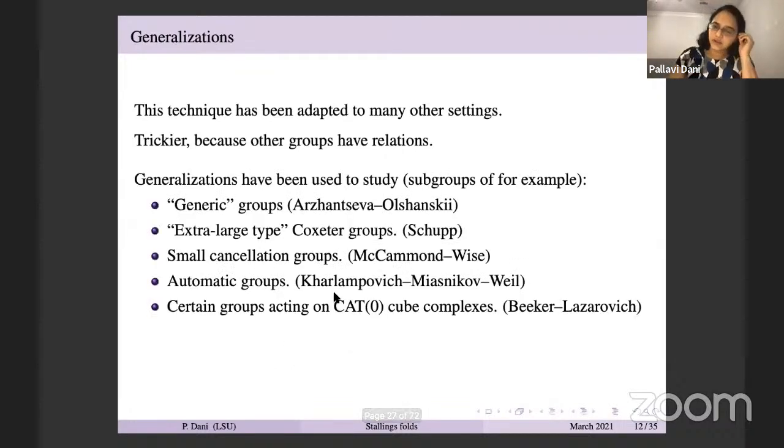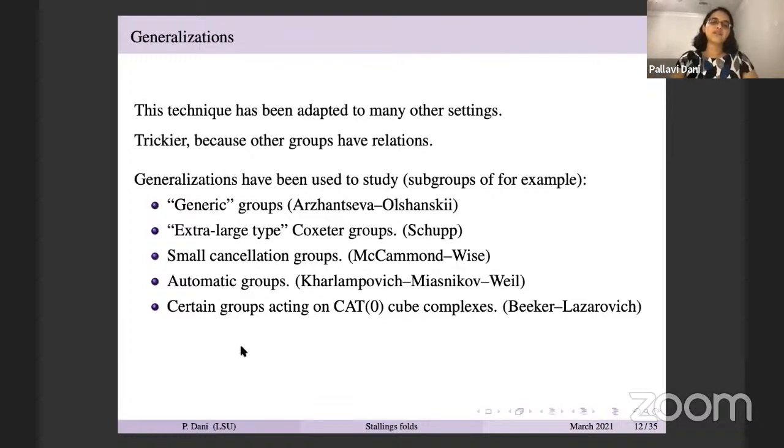Nevertheless, there have been a variety of different settings where this has actually been done. The first people to apply this kind of idea to non-free groups were Arzhantseva and Olshanskii, who used it to prove that generic groups, in a certain sense, have a variety of different properties. And then there's a list: Coxeter groups, small cancellation groups, automatic groups, and certain groups acting on CAT(0) spaces. Various forms of generalizations of these techniques have been used there.